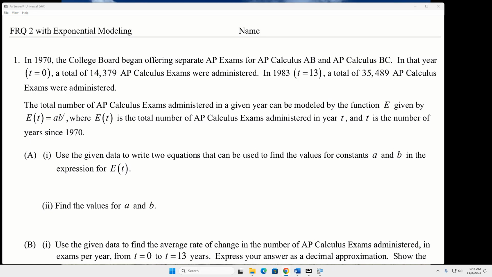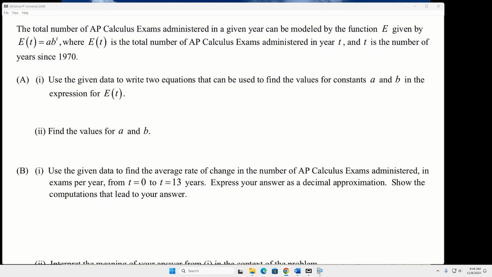So in that year, which is going to be T equals 0 for 1970, a total of 14,379 AP Calculus exams were administered. In 1983, which is when T is 13, a total of 35,489 AP Calculus exams were administered. The total number of AP Calculus exams administered in a given year can be modeled by the function E, which is an exponential function. E of T is the total number of exams, and T is the number of years since 1970.